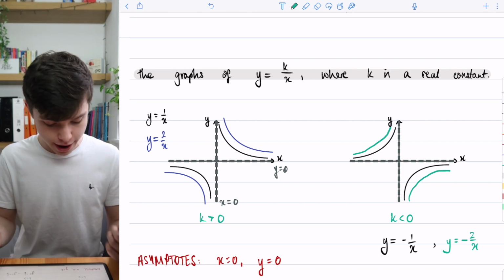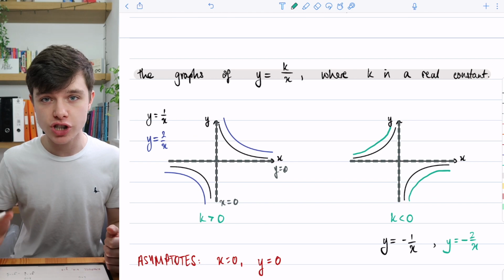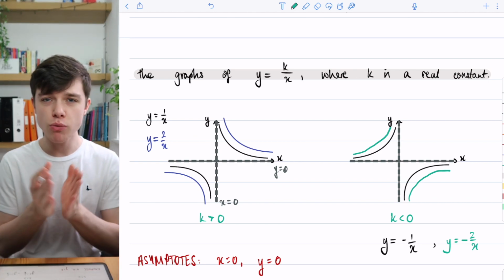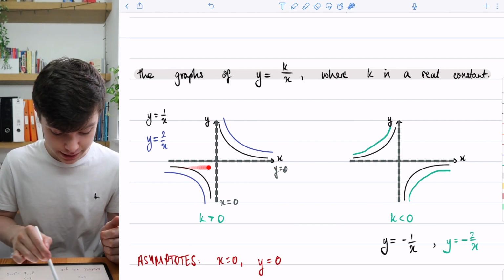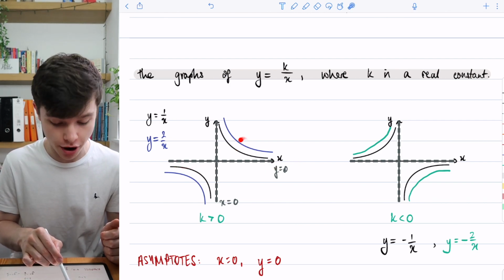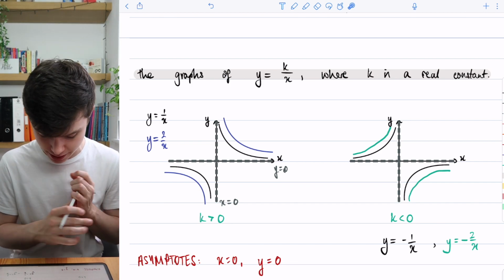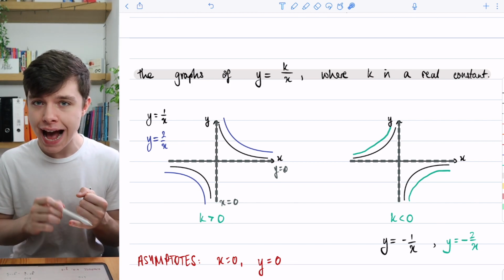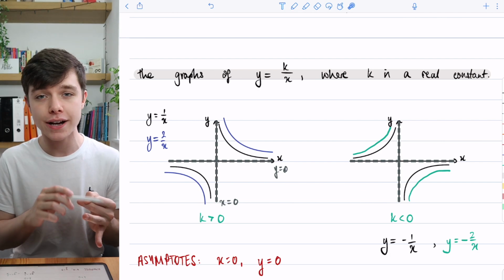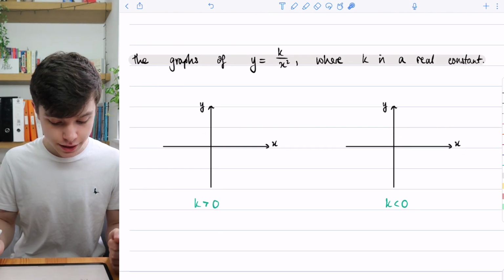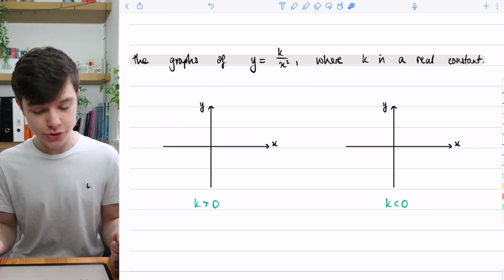And k is just a real number. But those are the general shapes, okay? Now, if you weren't comparing two graphs, you don't know the scaling on your axes. So this actually could be 1 over x if you're not comparing it with another graph, if that makes sense, okay? But as long as you've got your asymptotes on there and you've got the correct shape of the graph, you're good to go. Let's have a look at the graph of k over x squared, okay?